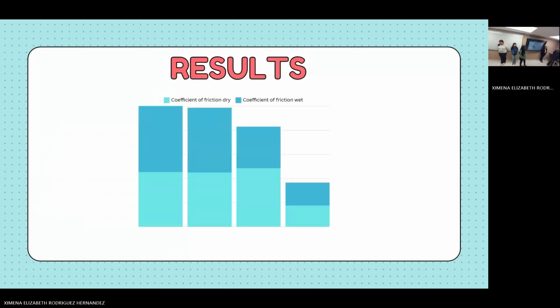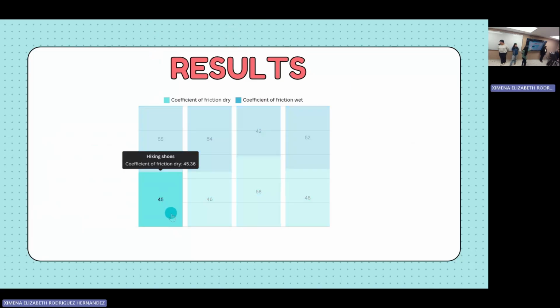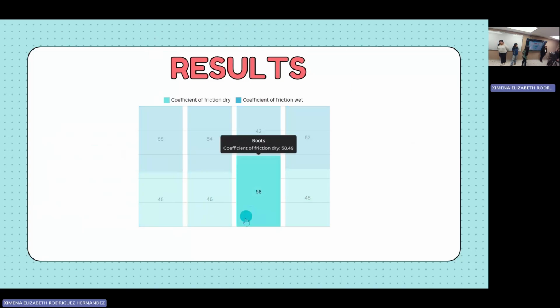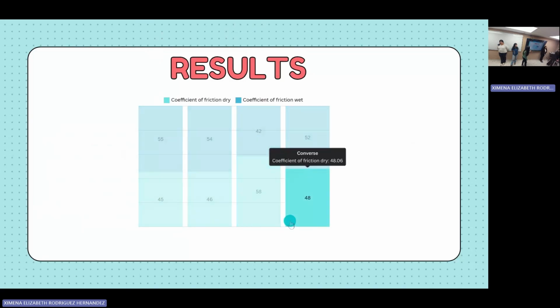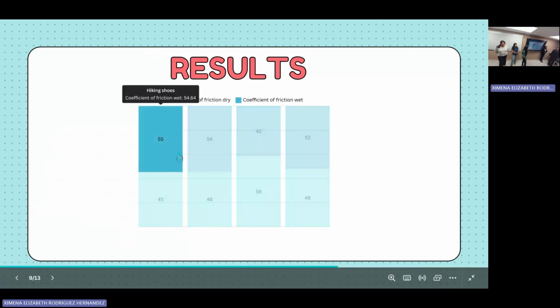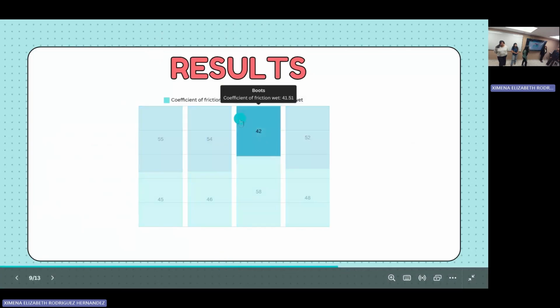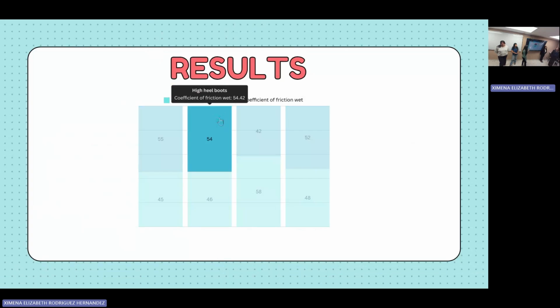And this is the graph. The light blue is the coefficient of friction dry, which is 0.45 in hiking shoes. The high heel boots is 0.36, boots 0.58, and the Converse 0.48. And the coefficient of friction wet in hiking shoes is 0.55. Then in high heel boots is 0.34, in boots 0.32, and in Converse 0.52.